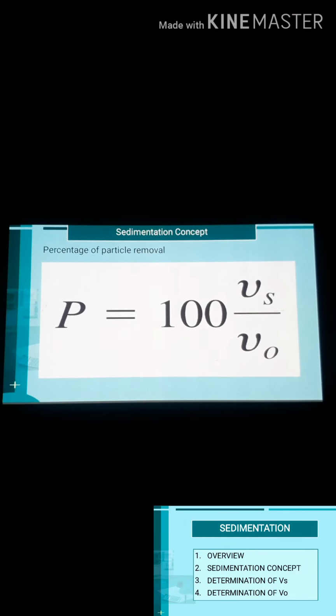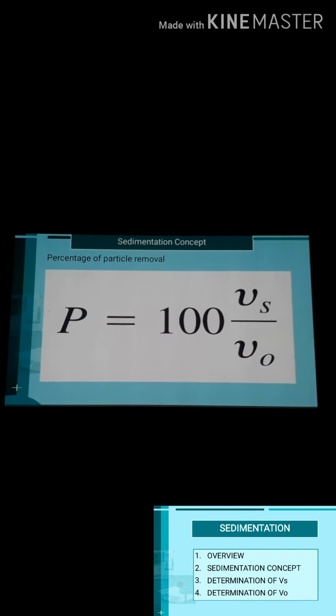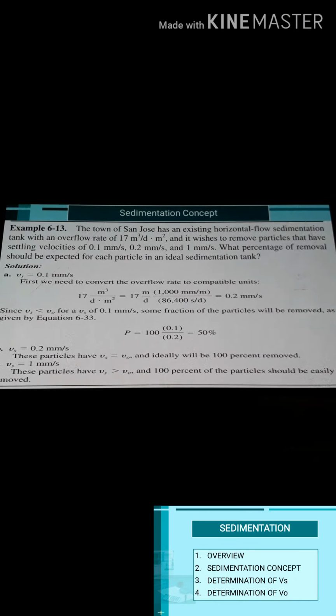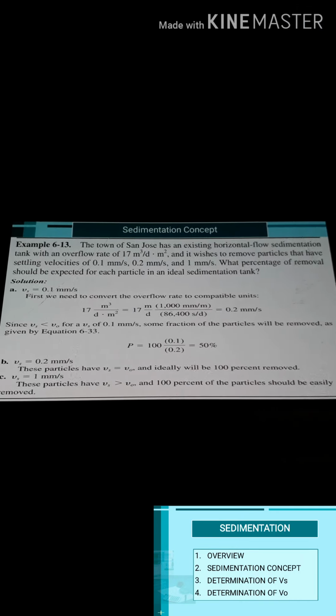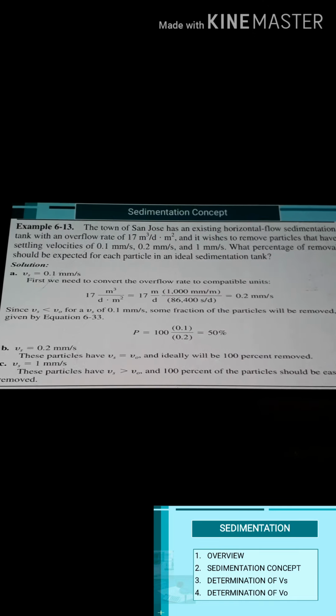For the percentage of particle removal, which is P, it is equal to 100 times the quotient of Vs and Vo, or settling velocity over the overflow rate. Since we already talked about percentage particle removal, now we'll have a problem related to that.